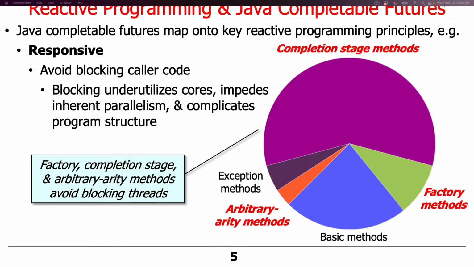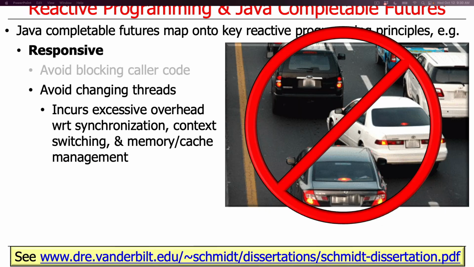So what we have here is Completable Futures providing several different types of methods that avoid blocking threads. Some of the factory methods will spawn things in the background. Actually, all the factory methods spawn computations that run in the background. You have completion stage methods that also let things run in the background. And there are also arbitrary arity methods, which can take groups of completable futures and give you a single completable future that waits for all the other ones to finish. So you don't have to block there either. You can make that asynchronous. So lots and lots of opportunities for asynchrony.